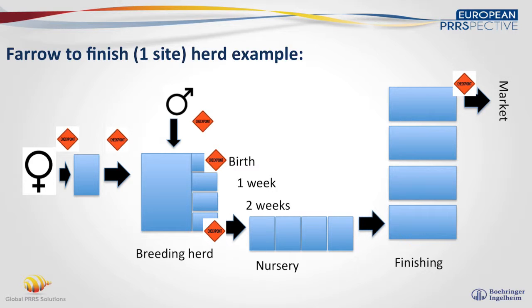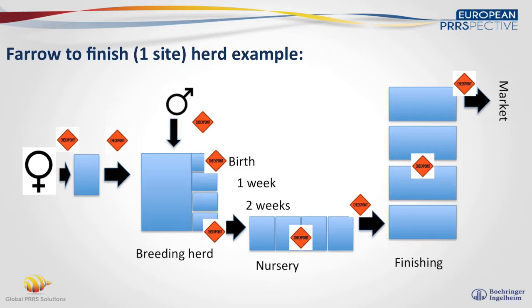So if we add a farrow to finish herd, so now we make it a one-site herd, we still have all of those different checkpoints that are potential, but now we have other checkpoints as we have our wean to market population on the same site. And so if you didn't know anything about that, you might just go to the marketing group and say, well, are they ELISA positive? And certainly we can do that by oral fluids.